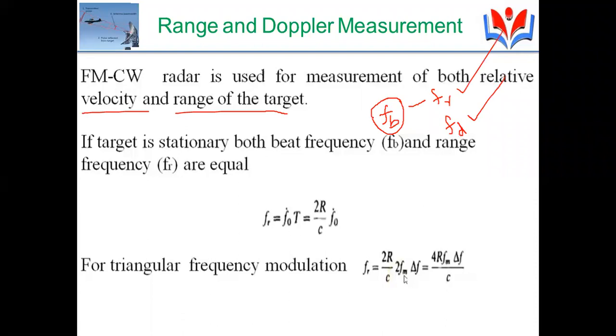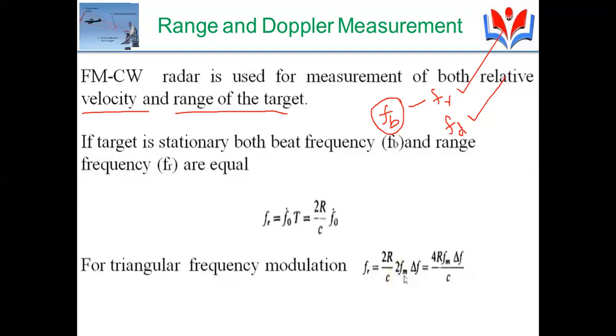Whatever you receive, the beat frequency FB, if it is equal to the range frequency, then we can say there is no Doppler frequency. So the Doppler frequency resembles the relative velocity of the target.